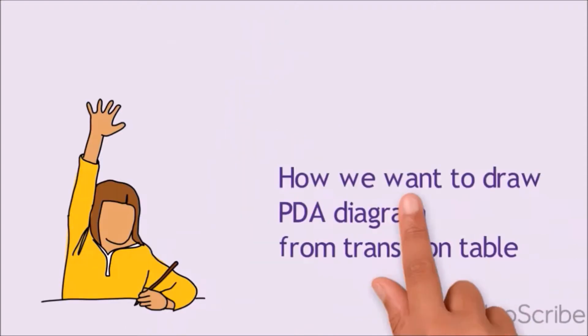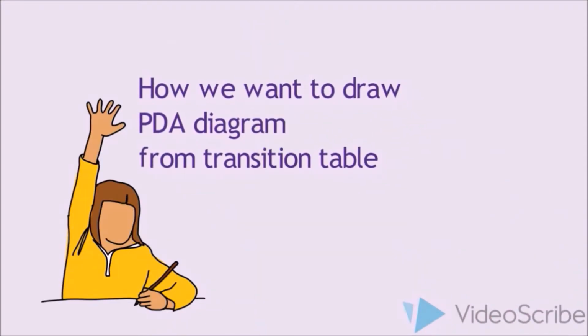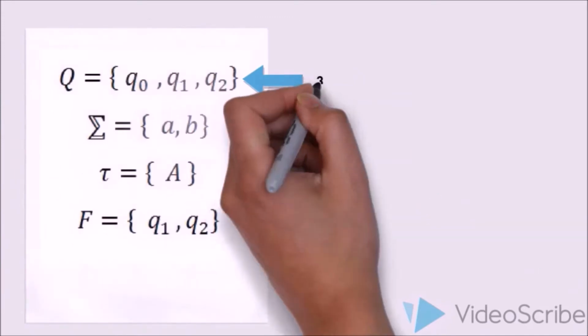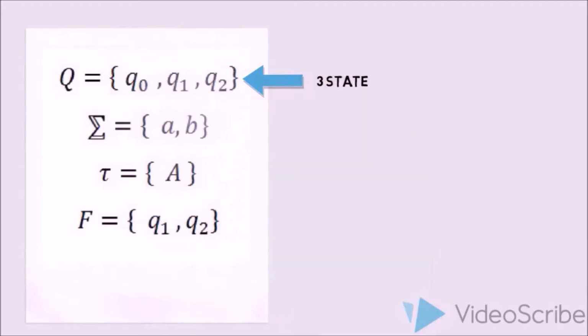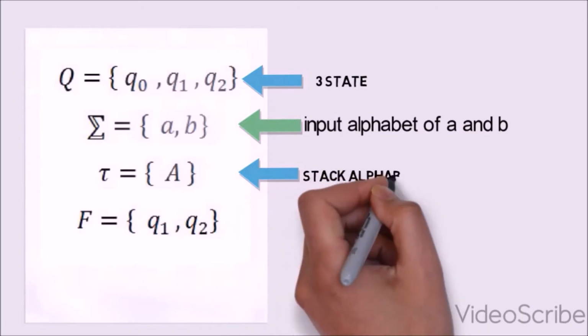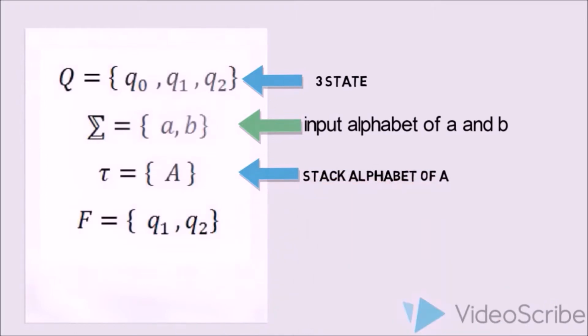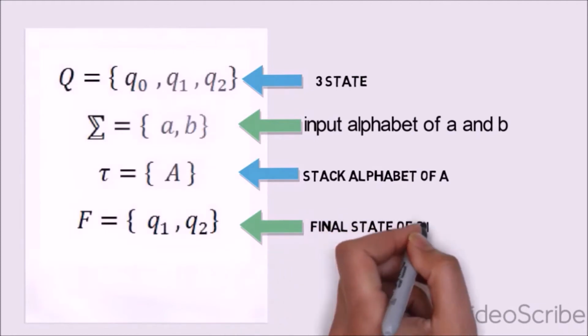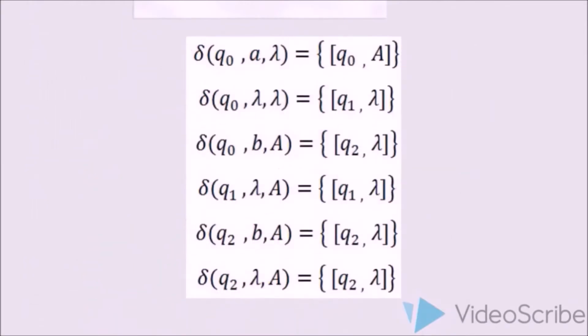First thing first that we should know is how we want to draw a PDA diagram from a transition table. Capital Q shows our states. So here we have 3 states, which are Q0, Q1, and Q2. Next, we have input alphabet of A and B. Our stack alphabet here is capital A. Finally, we have 2 final states, which are Q1 and Q2. This is our transition table.